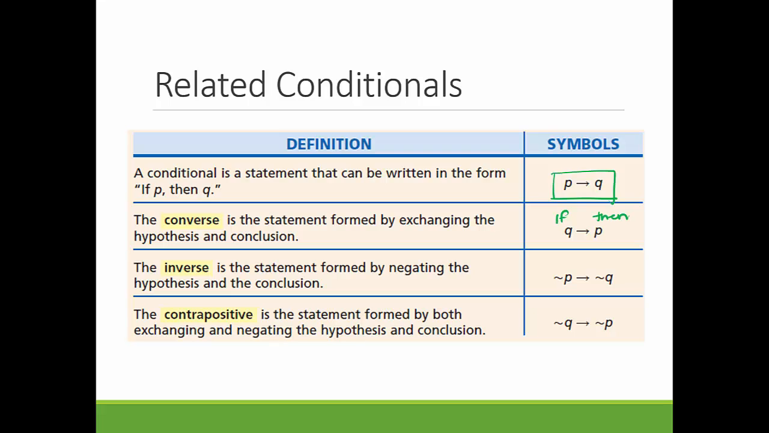The inverse negates the hypothesis and the conclusion. So it would be like, if not P, then not Q. So two negatives. The contrapositive switches them around again. So we have Q first and then P, and then we also have the nots. So if not Q, then not P.